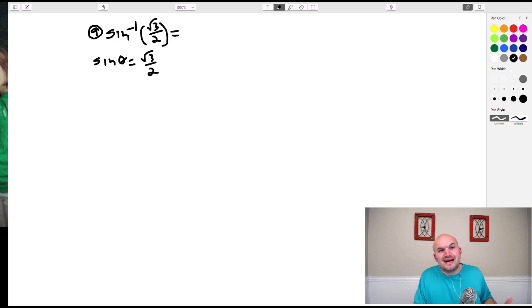So when you see sine inverse, or if you see it as arc sine, basically what they're asking is, when you take the sine of what angle gives you the square root of 3 over 2? What angle gives you the square root of 3 over 2?